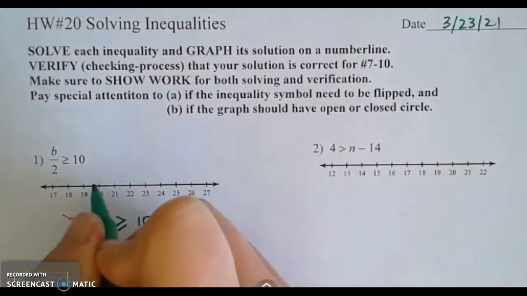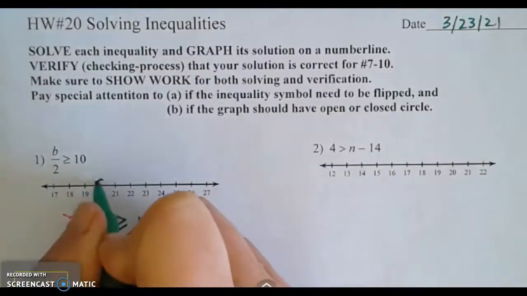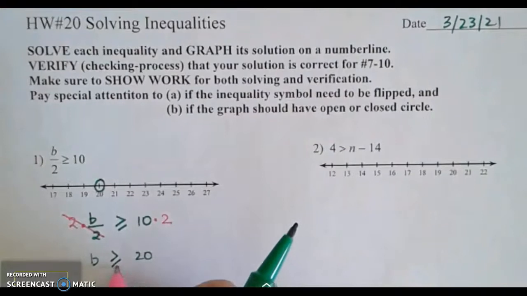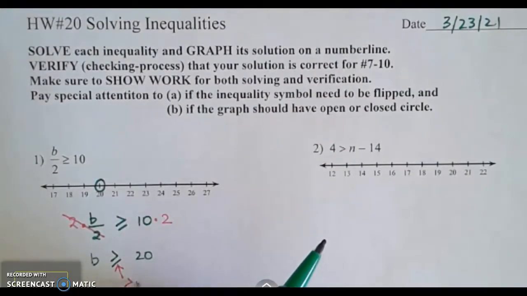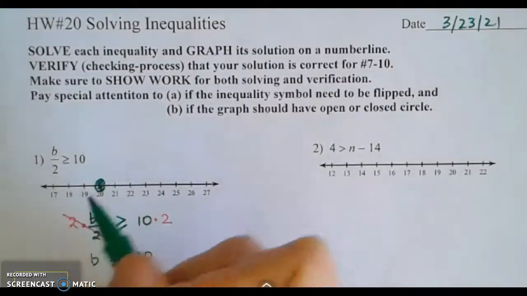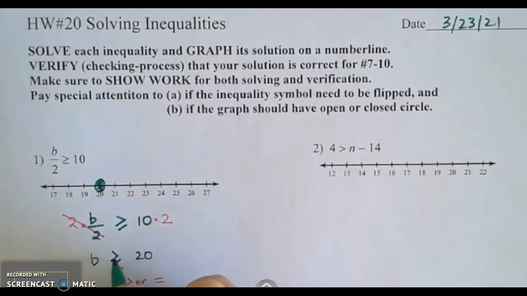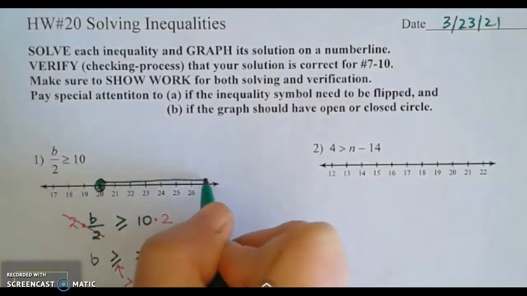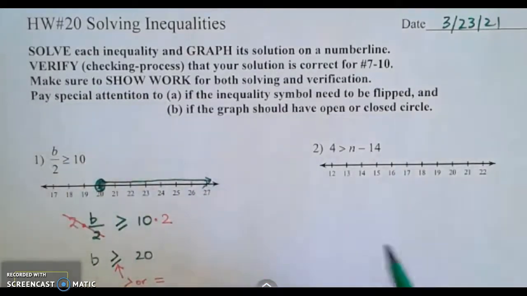So I need to graph it, find my boundary point, which is 20. Do I need to close the circle or open the circle? I have this bar which says that this symbol is the same as greater than or equal to. It can be equal to as well. So 20 is a solution. That means I am going to shade that in. And notice that the inequality symbol is pointing to the right. That means I need to shade to the right as well.